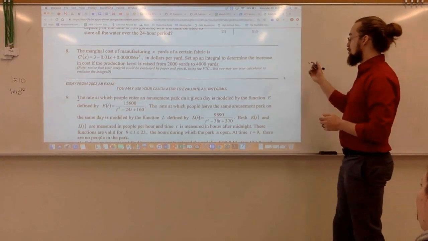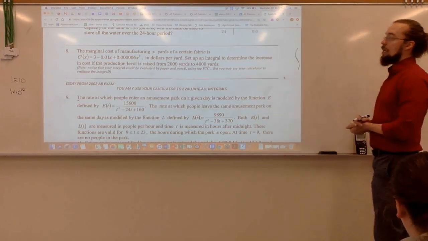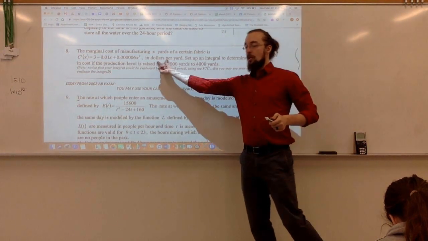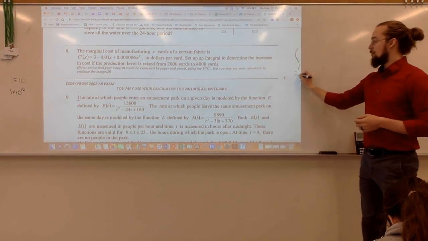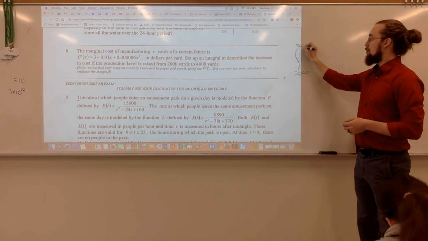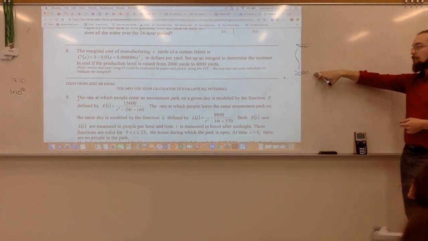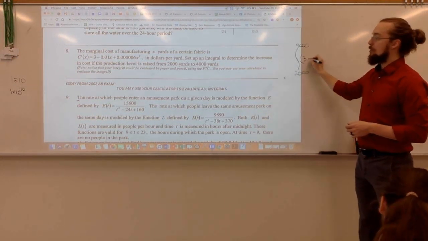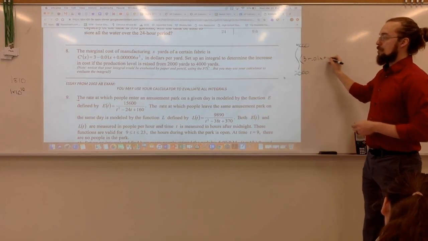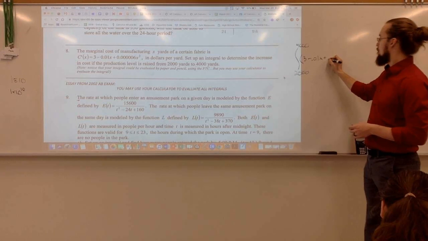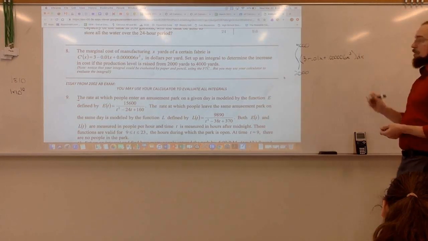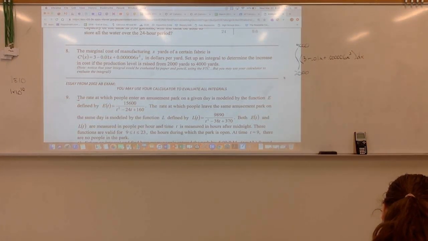So my variable is in yards. Okay? If I integrate this function, which is in dollars per yard, I will get dollars. So what I want to do is integrate this function from 2,000 to 4,000. Okay, I'm saying I'm increasing the number of yards from 2,000 to 4,000. And let's see, 3 minus 0.01x plus 2, 3, 4, 5 zeros 6 x squared dx. Okay, so this would be my setup.